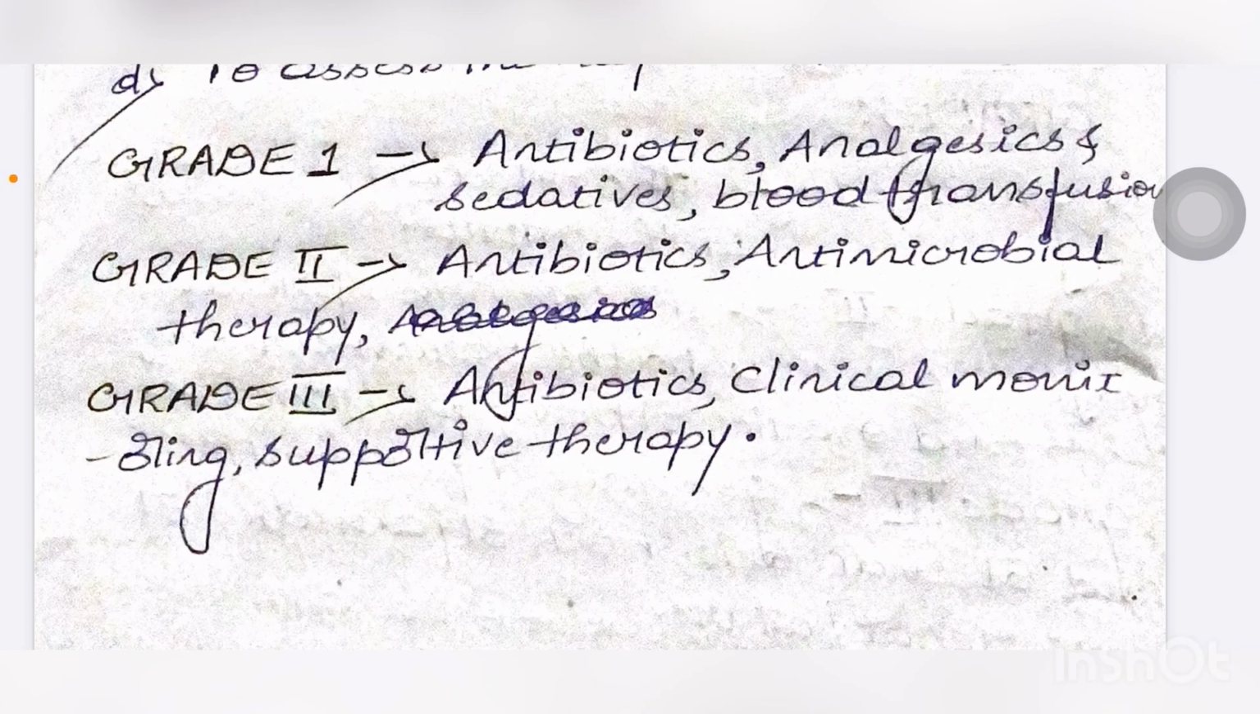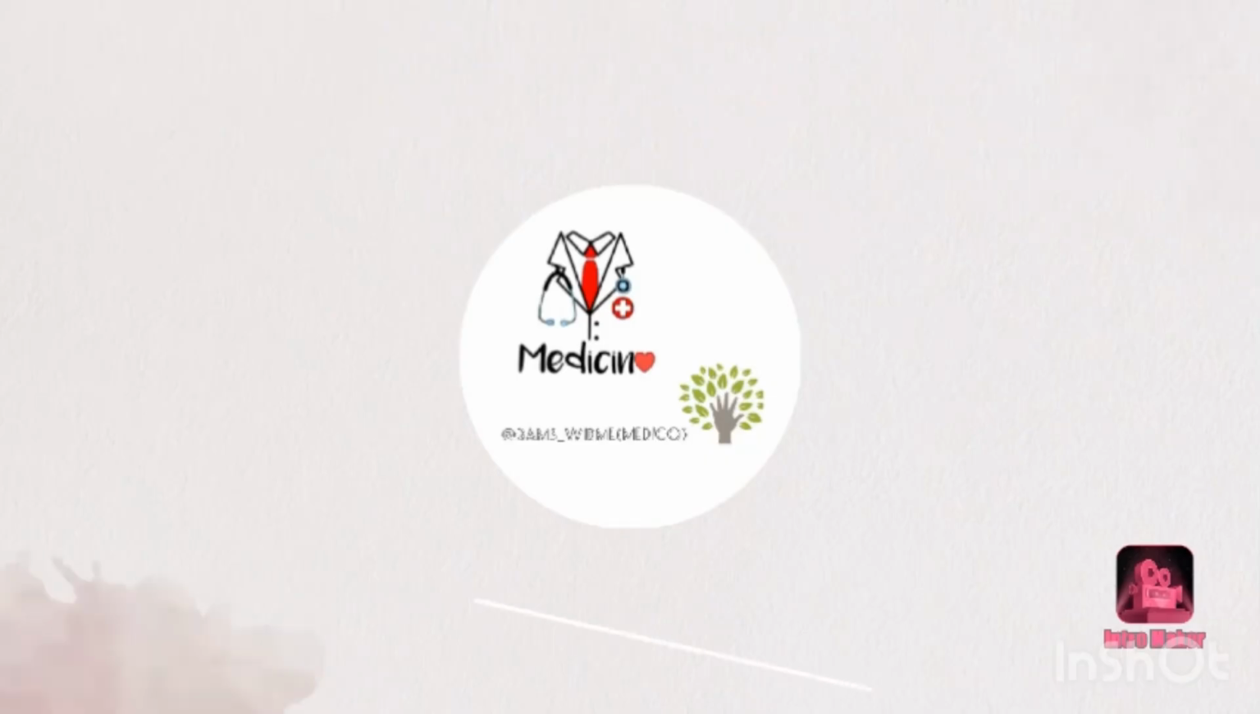Based on the grade of infection, the treatment is given. In grade 1, antibiotics, analgesics, sedatives, and blood transfusion can be given. In grade 2, antibiotics and antimicrobial therapy can be given. And in grade 3 infection, antibiotics, clinical monitoring, and supportive therapy can be administered.